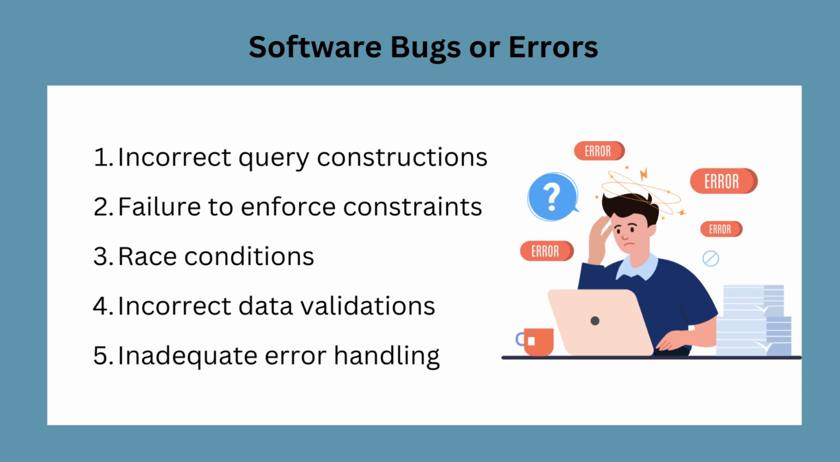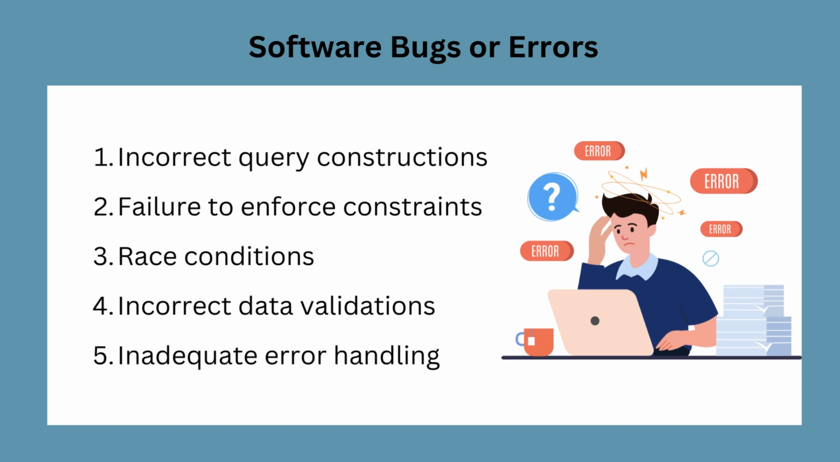Second error is the failure to enforce constraints. Bugs in the code responsible for enforcing constraints, such as unique constraints or foreign key constraints, can result in violation of logical integrity. For example, if a bug prevents the enforcement of unique constraints, duplicate records may be inserted into the database, violating the uniqueness requirement.